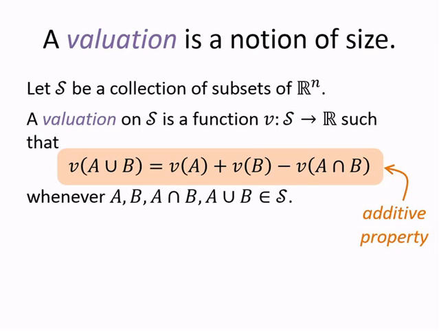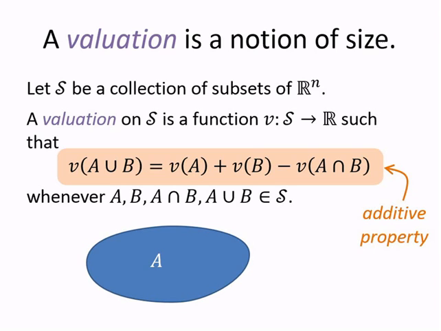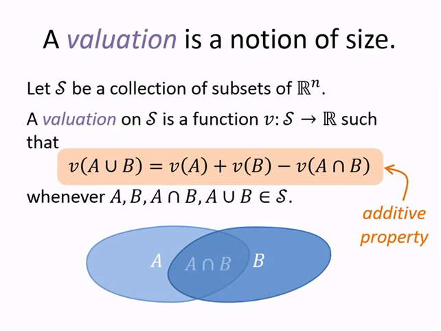You may have seen it in combinatorics, but just again, if I know the valuation of set A and the valuation of set B, and also the valuation of their intersection, then I know the valuation of their union. This is the key property that a valuation has. A valuation might have some other properties. The valuations we're going to talk about do have these properties.